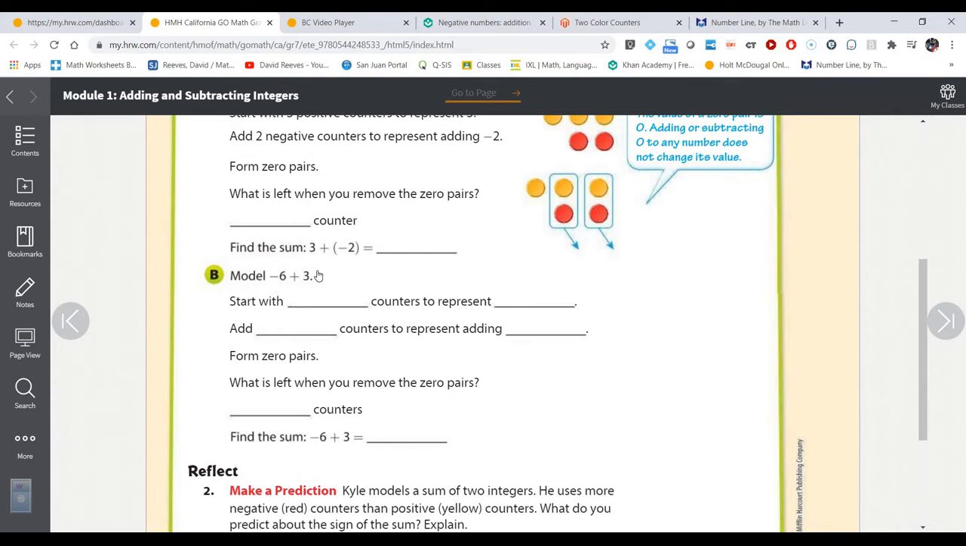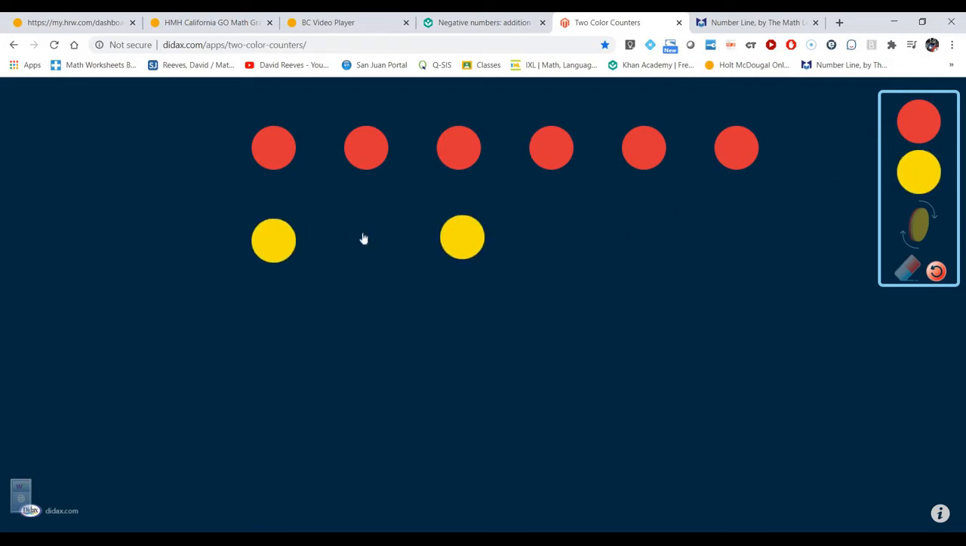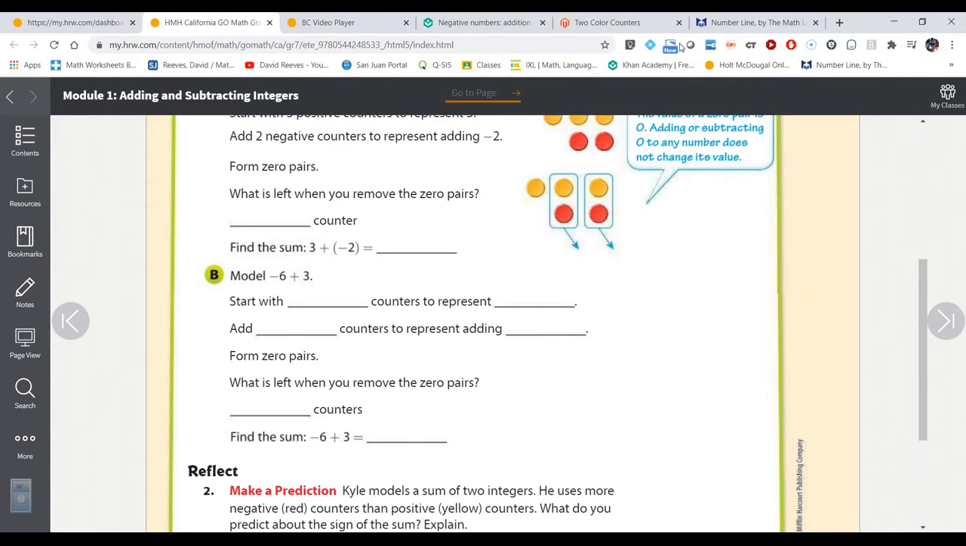They say model negative 6 plus 3. So I'm going to go over here to my two counter app. Negative 6. That's a negative because remember negatives are red. So there's negative 1, 2, 3, 4, 5, 6. Whoops. There we go. So there's negative 6. And what did they want us to do? They wanted us to do negative 6 plus positive 3. Let me make sure I have that right. Negative 6 plus positive 3. I do.